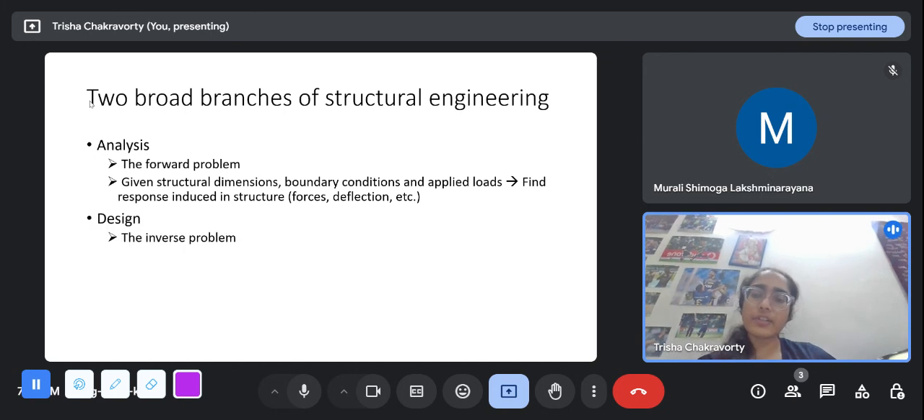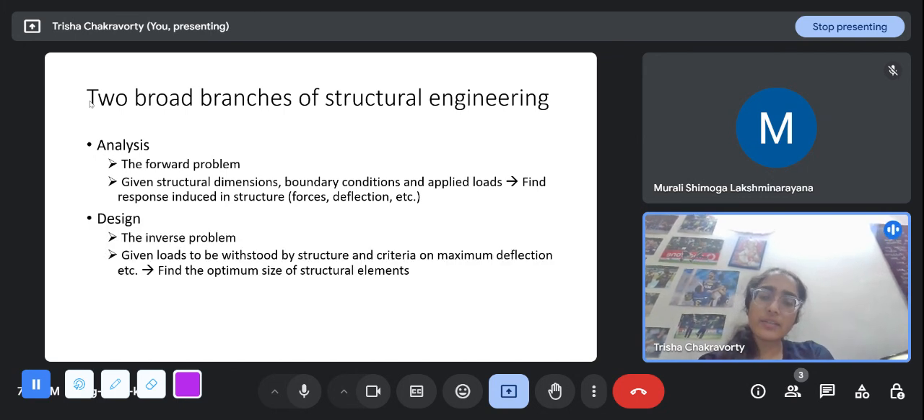And design is the inverse problem. Here we are given the loads that have to be withstood by the structure and some criteria on maximum deflection. The loads to be withstood by the structure are called the collapse limit state, and the criteria on maximum deflection are called the serviceability limit states. And then we have to find the optimum size of the structural elements. We have to take a call about what materials we are going to use, what is the grade of steel or concrete, and what the dimensions and the arrangement should be.